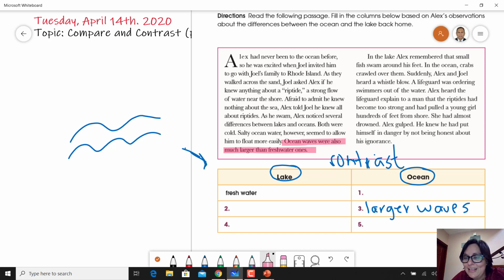Okay, I want you to read this. In the lake, Alex remembered that small fish swam around his feet, and in the ocean, crabs crawl over them. So here we have another difference, and we are going to write, in the lake we find what? Small fish. And in the ocean? So answer by yourself. I already helped you with some of them. Okay.